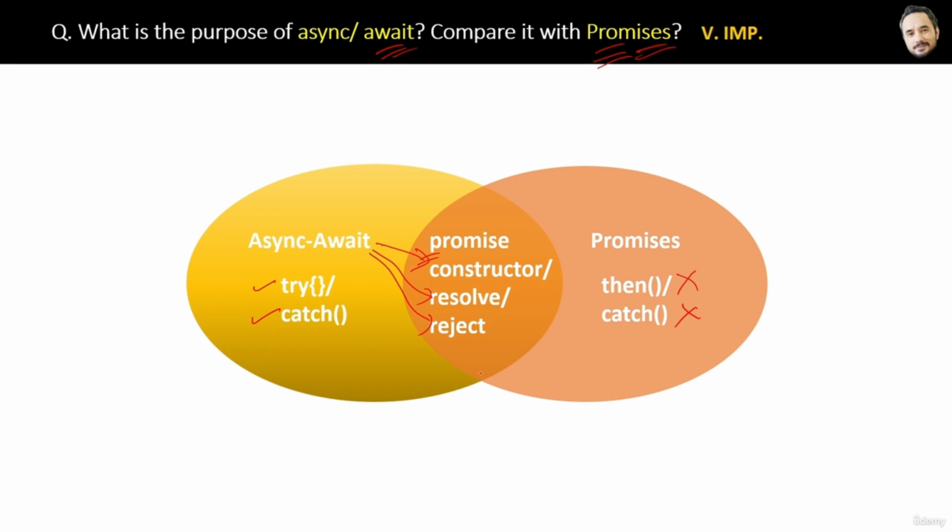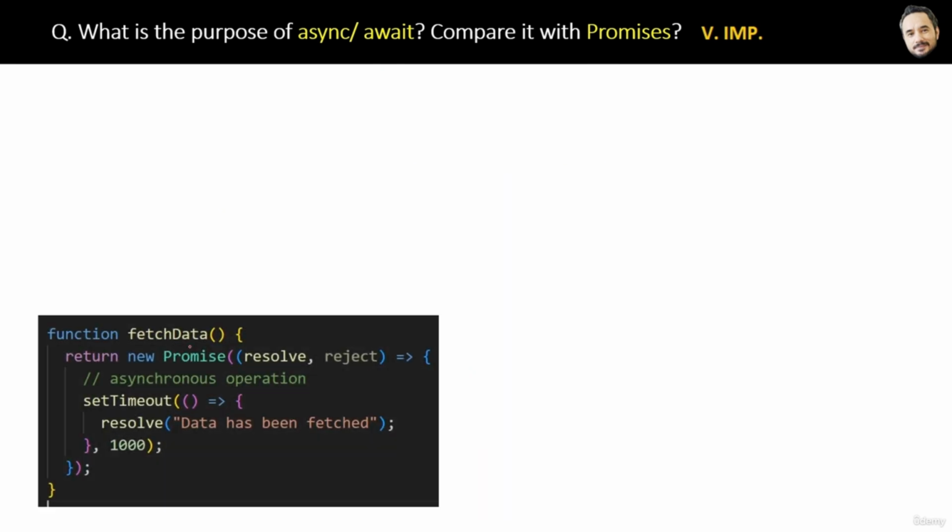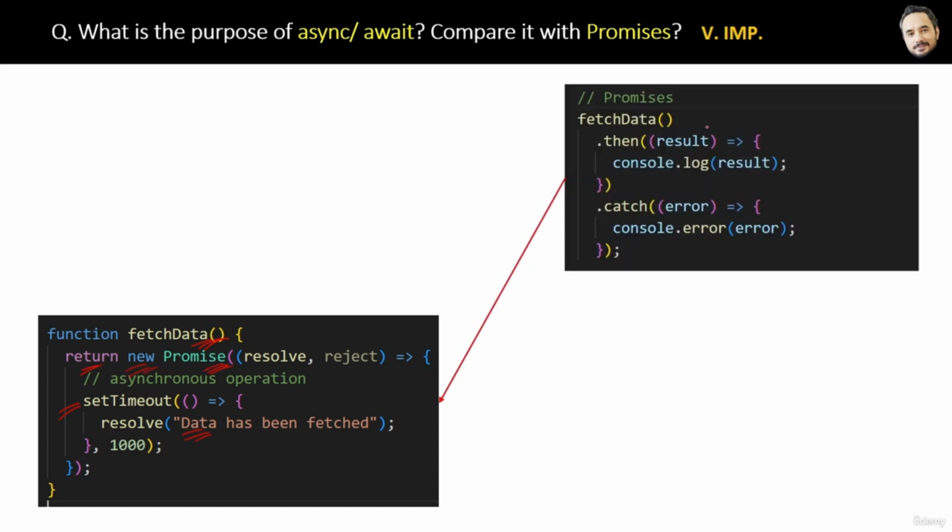Now let's see the code. Suppose we have a function to fetch data. This function returns a promise after getting the data, and then we use the asynchronous operation setTimeout to resolve the data. Now there are two ways to call this promise and handle its result. The first way is the normal promises way. Here, first we call the promise fetchData like this, and then use the then and catch functions of the promise to handle the result of the resolve and reject functions, right?